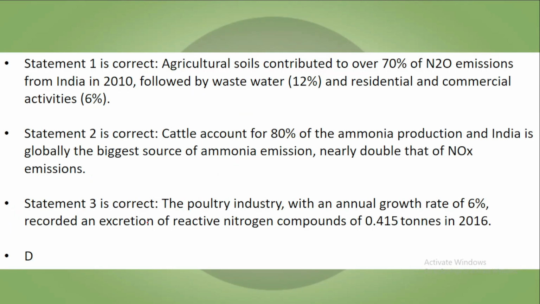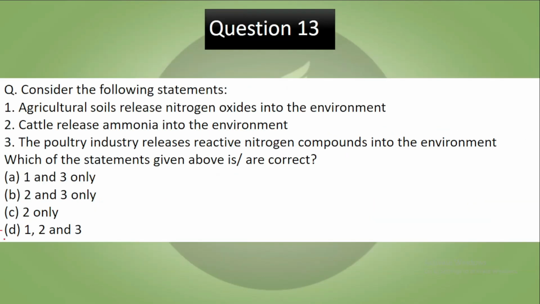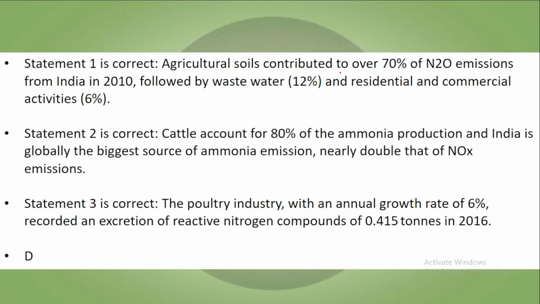So your correct answer to this is D, which is these all statements are correct. Agricultural soil contributes to around 70% of the nitrogen dioxide emissions from India, followed by the wastewater residential activities. Second is also correct, as cattle account for 80% of ammonia production, and India is globally the biggest source of ammonia emission, nearly double that of NO2 emissions. Now statement third is also correct. The poultry industry with an annual growth rate of 6% recorded an excretion of reactive nitrogen compound of 0.415 tons in 2016.